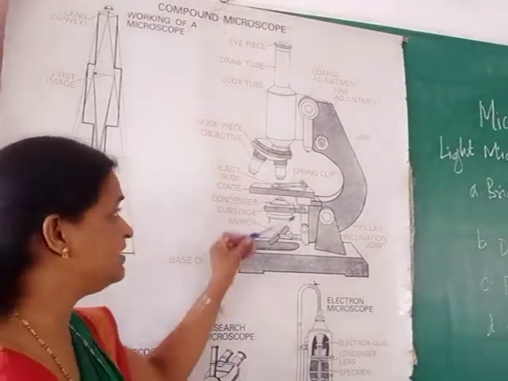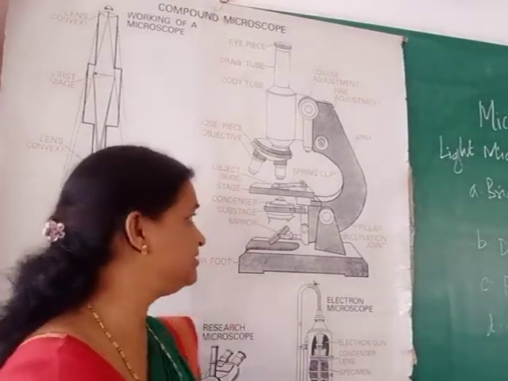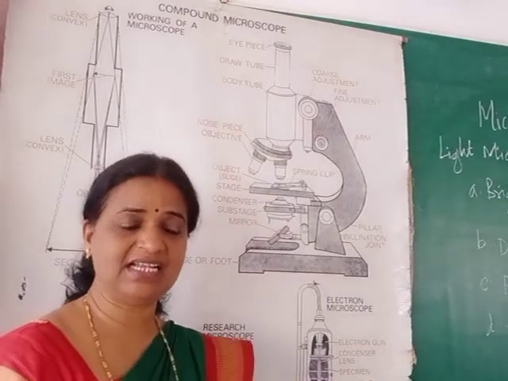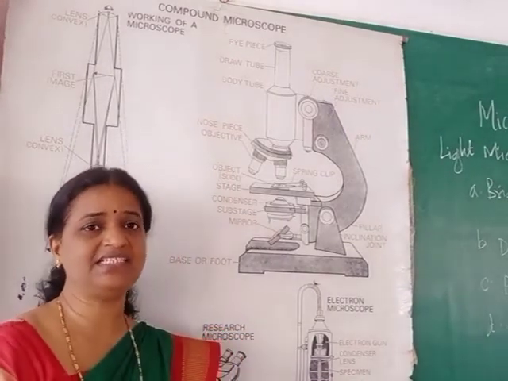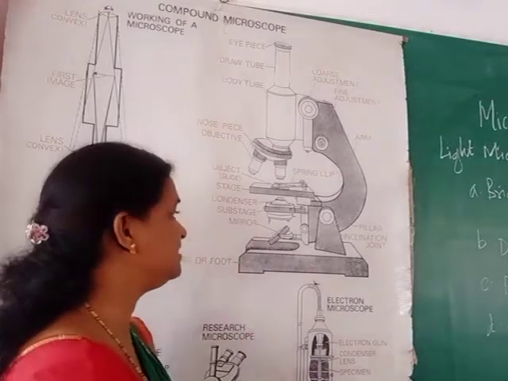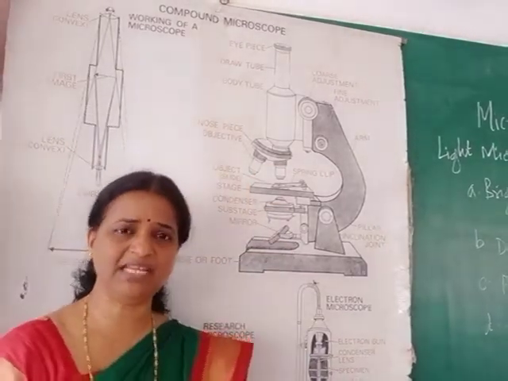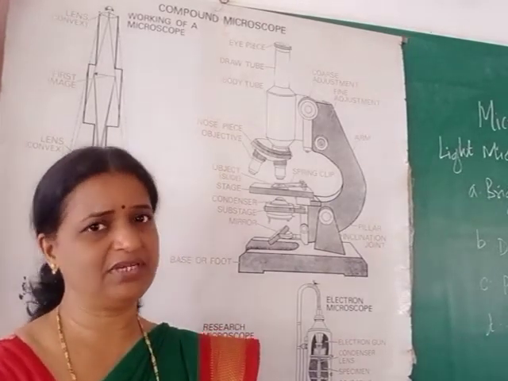Now next there is a mechanical stage. It carries our slide, and this stage carries a mechanical slide. With the help of the mechanical stage, we can move our slide against the probe. So these are the parts called mechanical parts. Mechanical parts form our microscope.